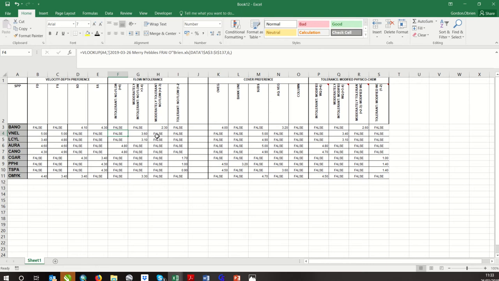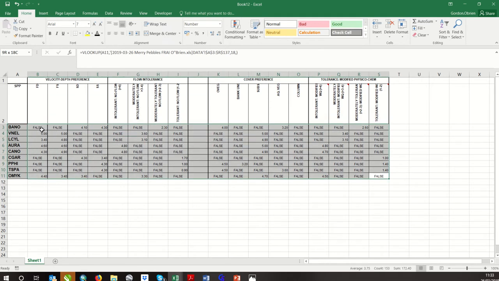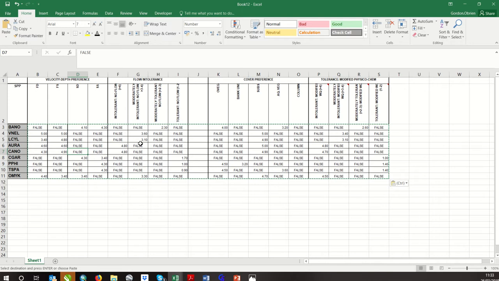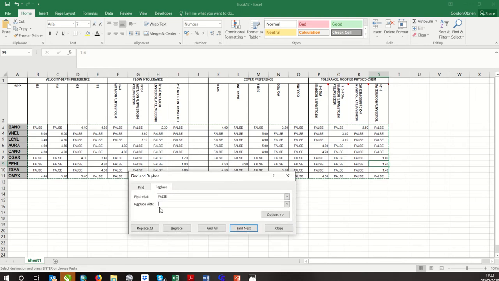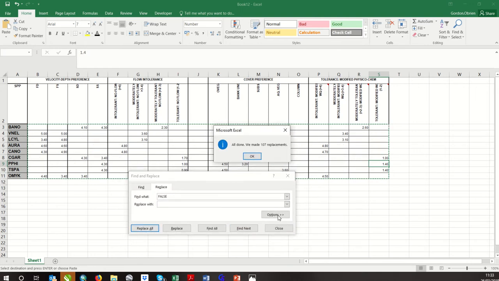Just see what's wrong there. Oh, it's a VLOOKUP. Control C, paste values. Okay, now it should say false. Yes. Now I can go find, select, and replace. Okay, let's put it here. Now I can say I want to replace false with nothing.